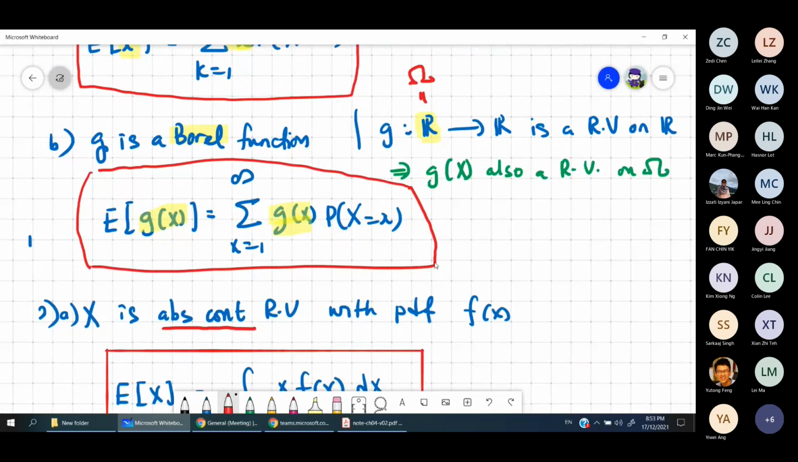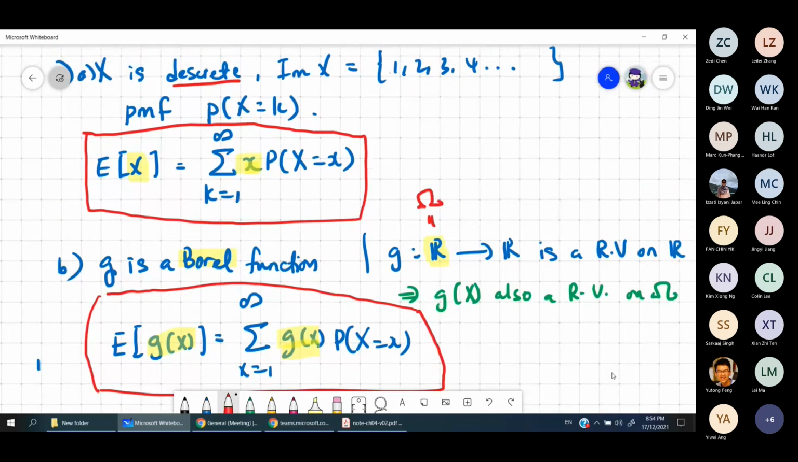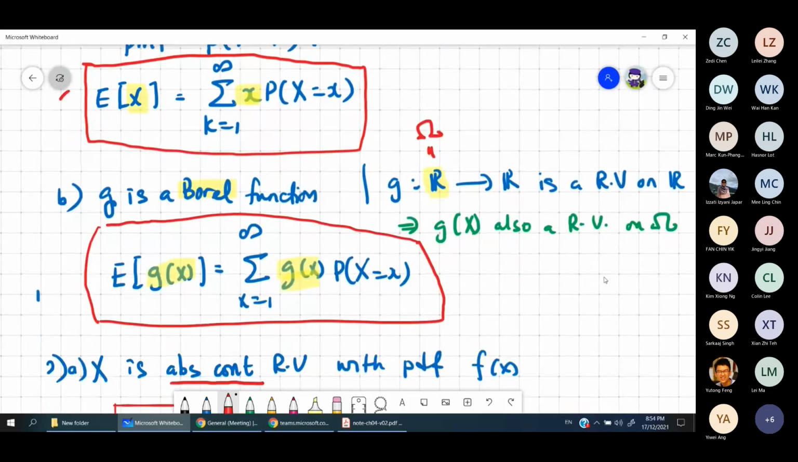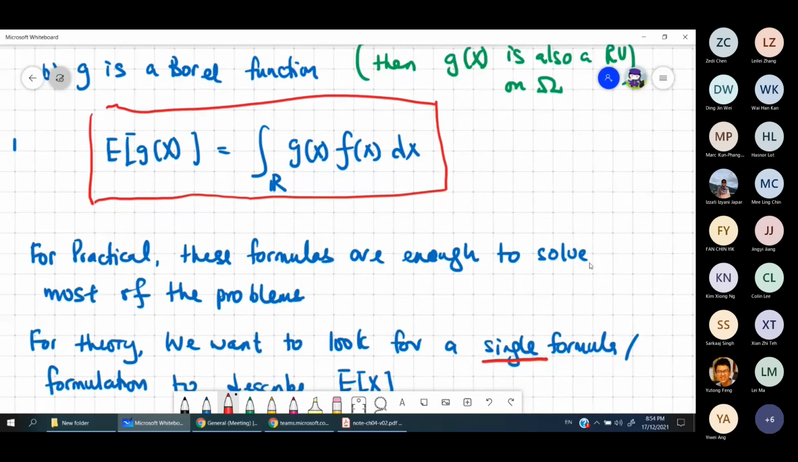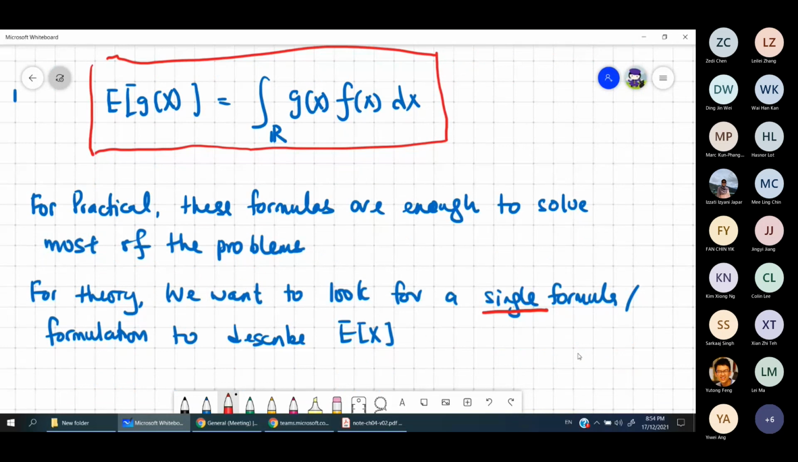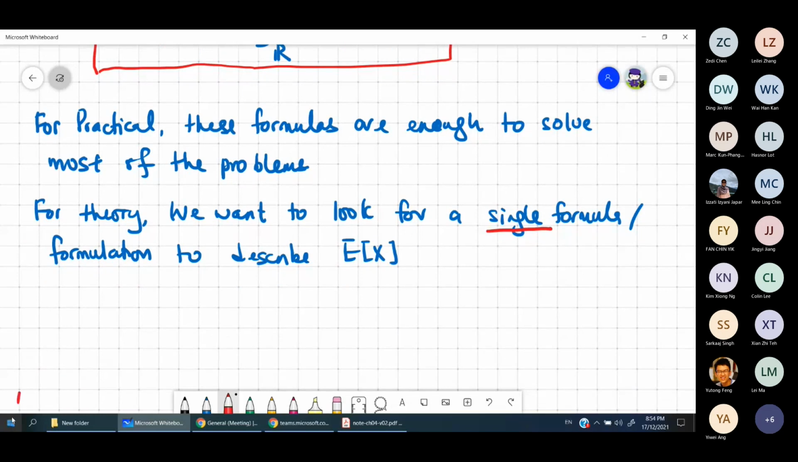However, when we come to theory, we always look for this. Since this formula and this formula describe the same concept, that is the mean or the expectation value of the random variable, in theory we want to look for one single formula to describe it, or we want to unite these two formulas into one single formula. This is what we want to discuss in our course here.